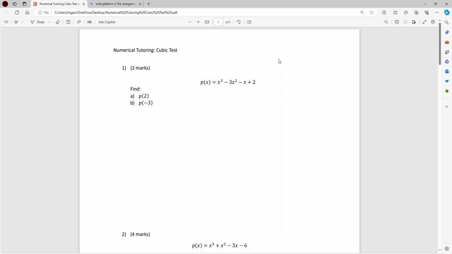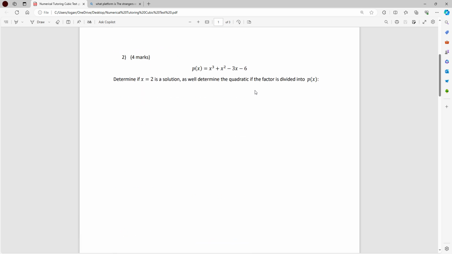Today's video we're going to be covering the answers to the cubic test. So if you've been given this link, or if you want to do this test, the link will be in the description.